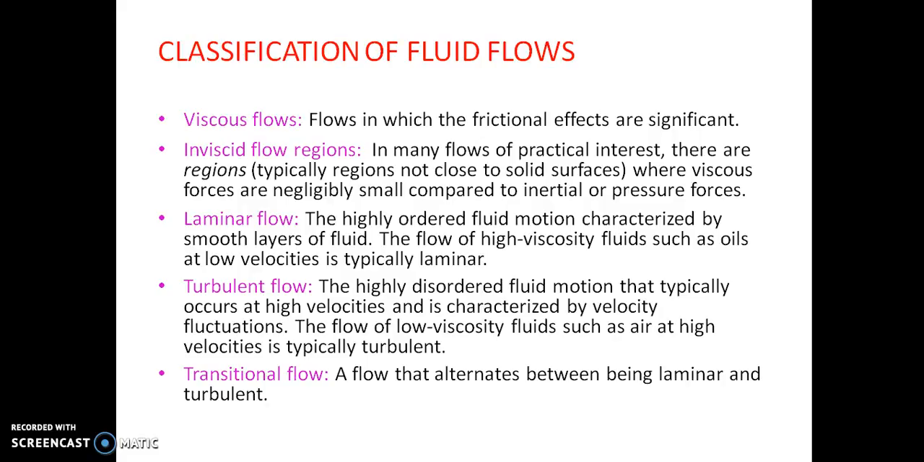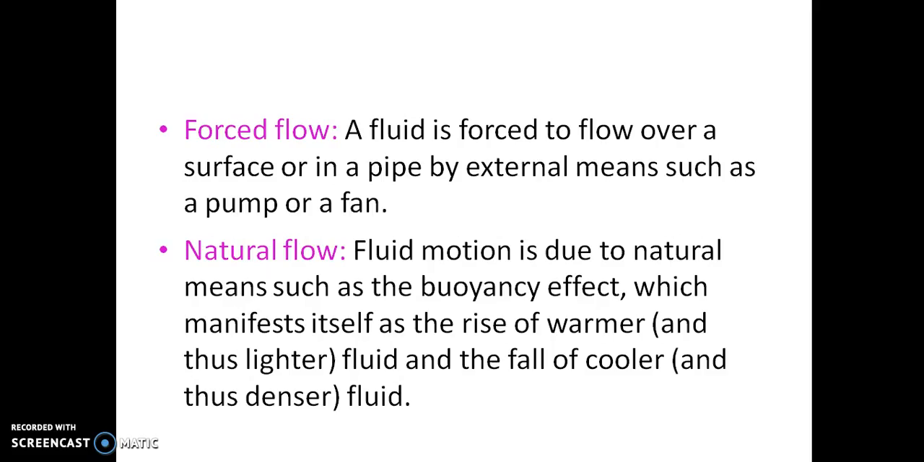Turbulent flow is the highly disordered fluid motion that typically occurs at high velocity and is characterized by velocity fluctuations. The flow of low viscosity fluids such as air at high velocity is typically turbulent. Transitional flow is a flow that alternates between being laminar and turbulent. Forced flow: a fluid is forced to flow over a surface or in a pipe by external means such as a pump or fan. Natural flow: the fluid motion is due to natural means such as the buoyancy effect, which manifests itself as the rise of warmer fluid and the fall of cooler fluid.